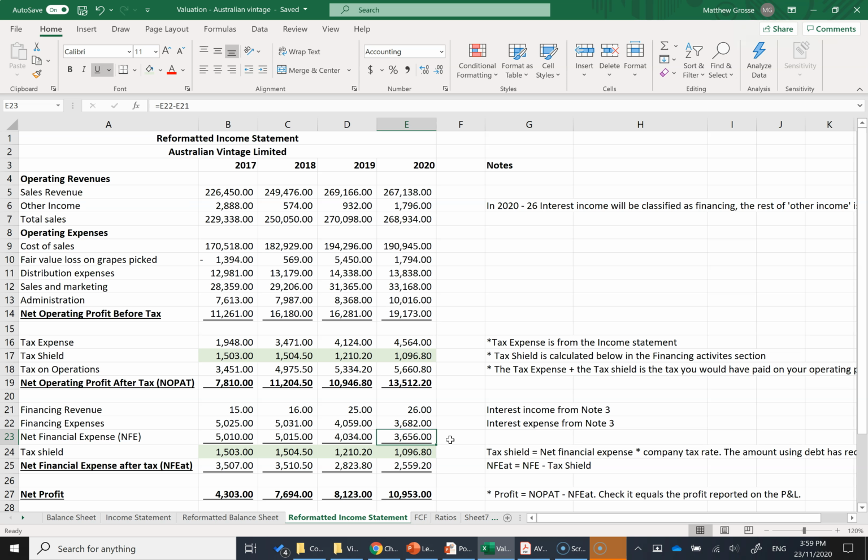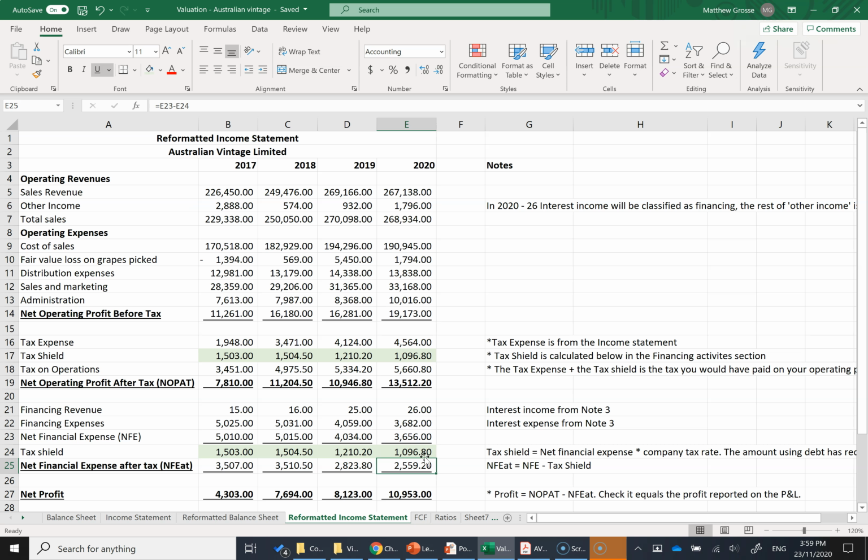Because we're making a loss and it lowers our profit by 3,656, that reduces the amount of tax that we have to pay. And that reduction in tax due to financing our business with debt is called a tax shield or a tax shelter. So this number here, the tax shield, needs to be calculated. And to calculate the tax shield, we use the Australian tax rate, which is 30%, and we multiply our net finance expense by the 30% tax rate.